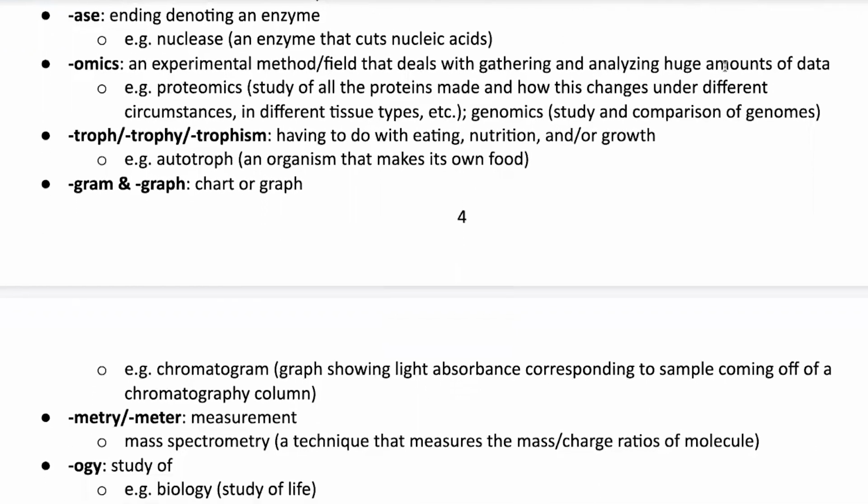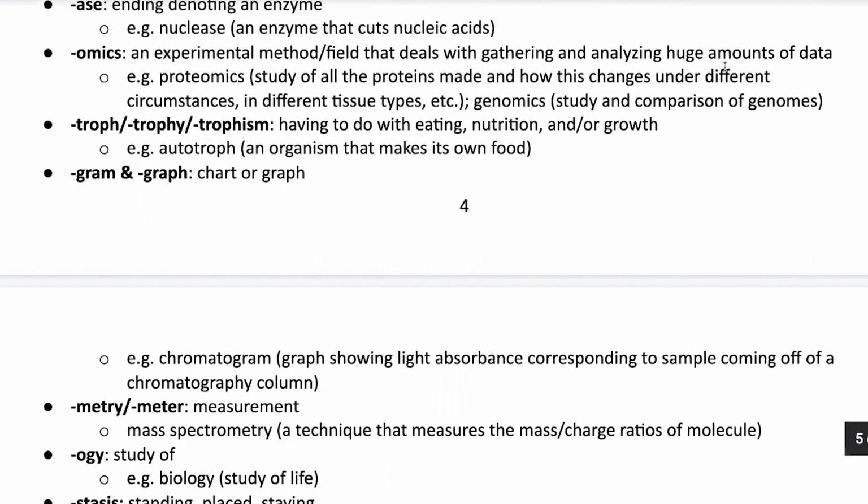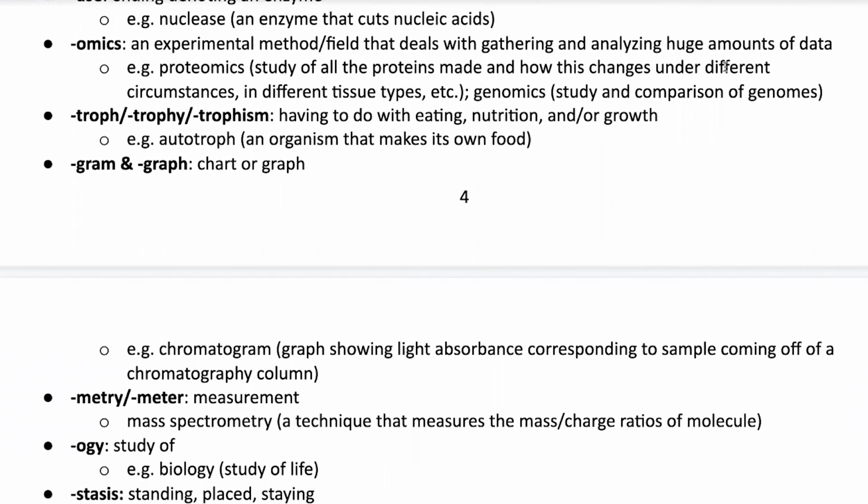If you see the term omics, you'll see this a lot these days. Sometimes it's kind of like a running joke that you can just stick omics on the end of anything. Basically, it just tells you that there's an experimental method or field that deals with gathering and analyzing huge amounts of data. So it's like big data stuff. A common example is proteomics, which is the study of all the proteins made and how this changes under different circumstances, like looking at different tissue types, and generating a ton of data, typically with mass spec, and then doing a bunch of data analysis to compare them.